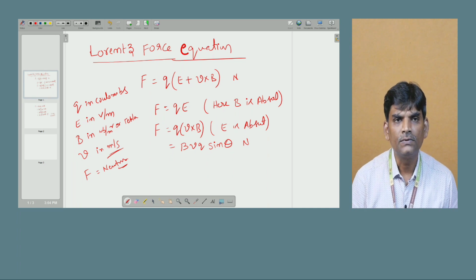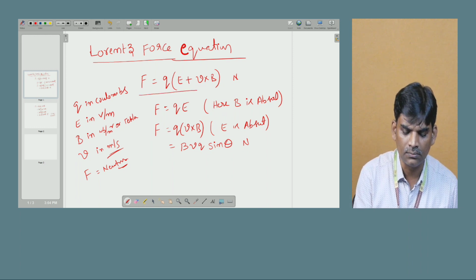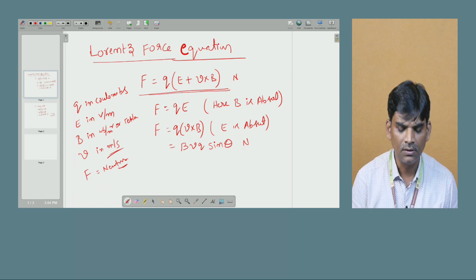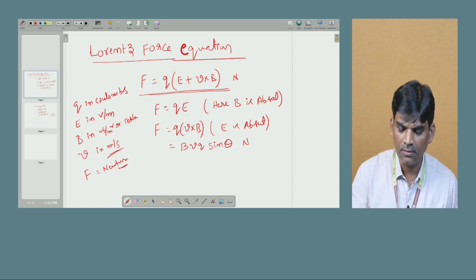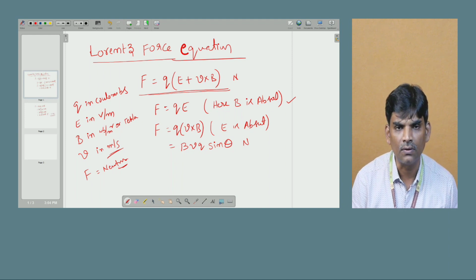I conclude that Lorentz says that whenever a charged particle is placed in a magnetic field as well as an electric field combined, it experiences a mechanical force. For the combination of both electric field and magnetic field, the force is equal to Q into E plus V cross B newtons. Individually, if the particle is only in the electric field, the force is QE. If the particle is only in the magnetic field, the force is Q into V cross B, that is B V Q sin theta.